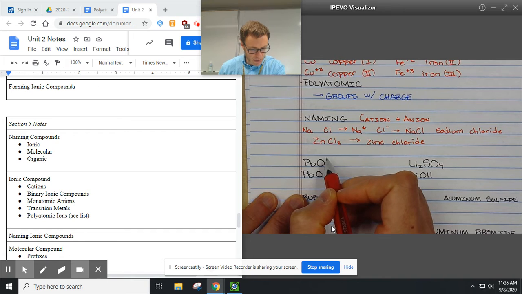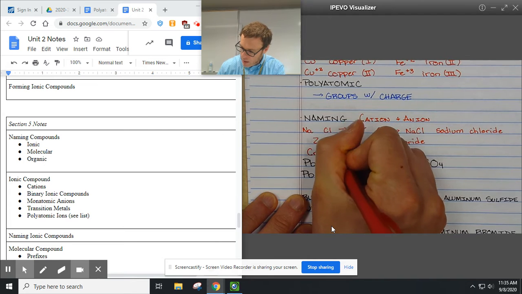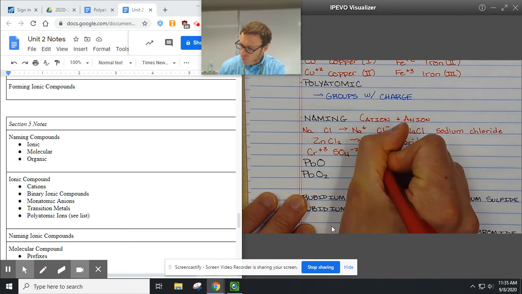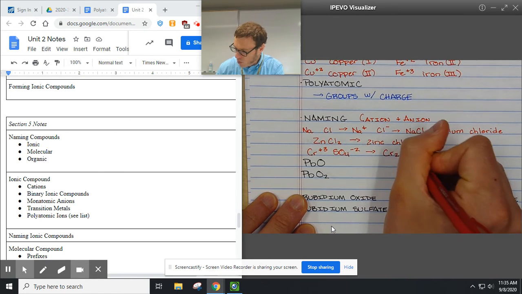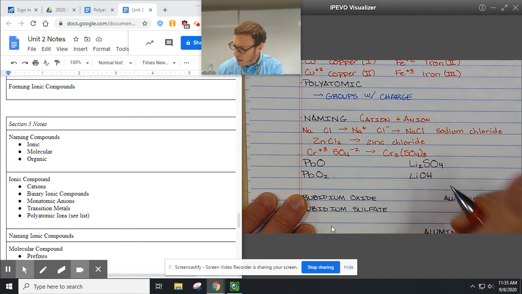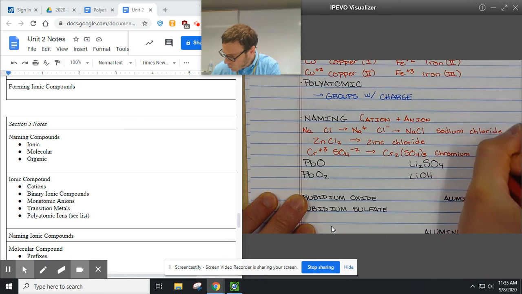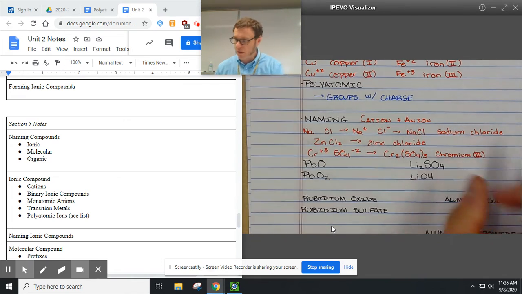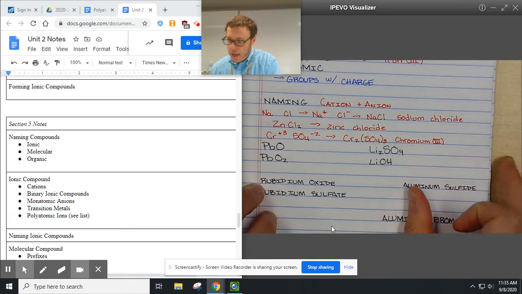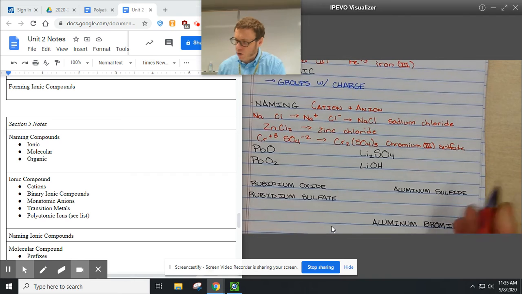And then here, this one's kind of fun. This is going to be kind of a pain in the butt. Cr plus 3, SO4 minus 2. All right. So our formula here is going to be Cr2(SO4)3. And our name is going to be chromium(III), because that's the charge of the ion. Roman numeral, charge of the ion. Roman numeral, charge of the ion. That's what you need to remember. And SO4 is sulfate. There we go. Chromium(III) sulfate.